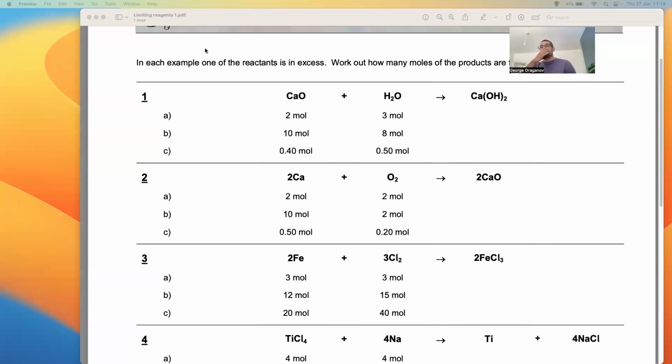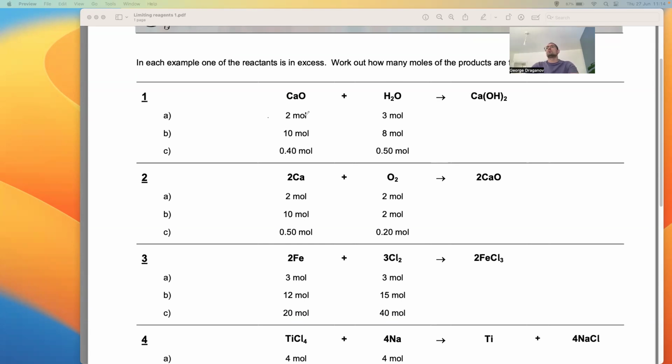However, you can also get a situation where you have one reactant which is in excess, there's too much of it, and one which is limited. So let's have a look. This is all about reacting ratios. We have a 1:1:1 ratio.